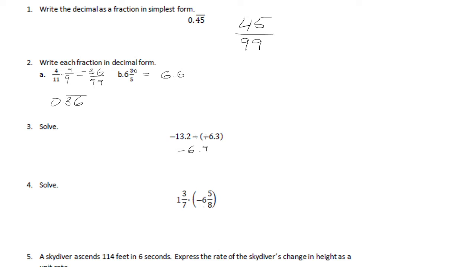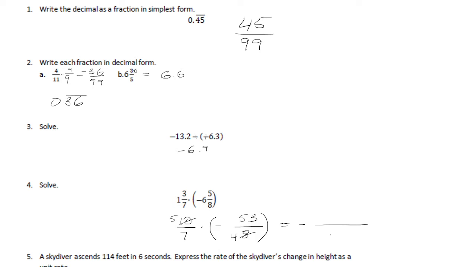For 4, we want to multiply these two fractions. The way to do this is to rewrite it as an improper fraction. So this will be 7 times 1 plus 3 is 10 over 7. And then 8 times 6 is 48, plus 5 is 53. Now the 10 and the 8 simplify if we divide both by 2. Because we have a positive times a negative, we're going to have a negative answer.